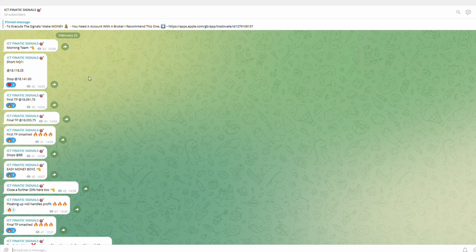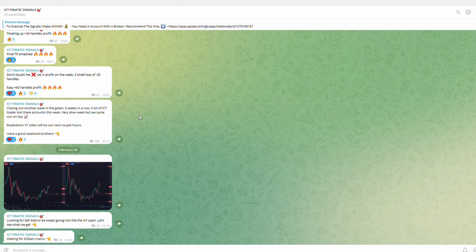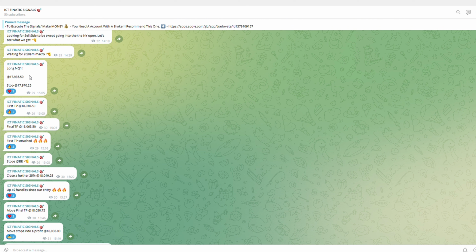So this is one of the trades we took this week. Easy 1 to 2R, first TP smashed, final TP smashed. This was like a 1 to 2.5R, easy 43 handles profit. And then another trade here, we went long on NQ, first TP smashed, easy 49 handles profit.